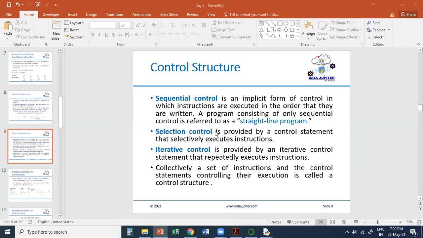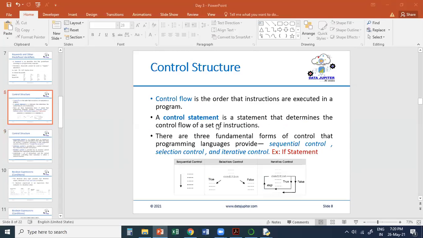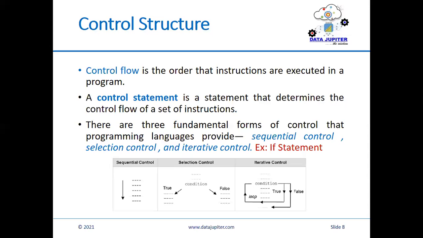So now, with respect to control structure, please observe carefully. Control flow is the order that instructions are executed in a program. A control statement is a statement that determines the control flow. There are three fundamental forms of control statement. One is sequential control, which is very important. Next, selection control and iterative control.